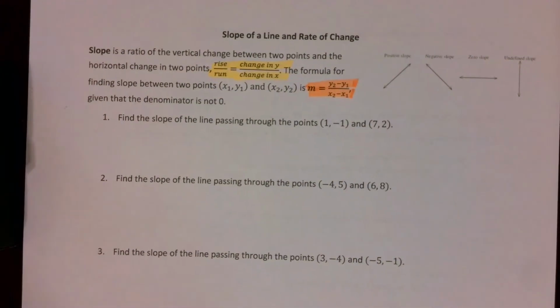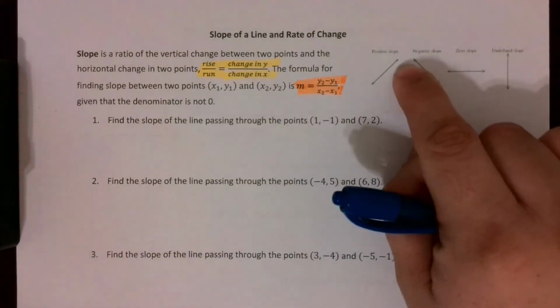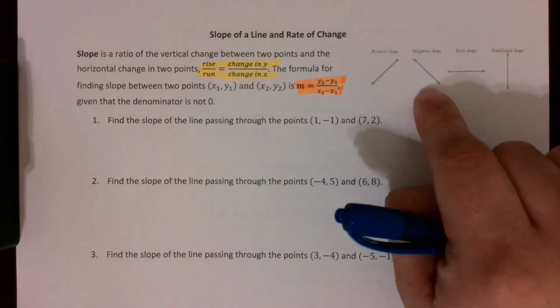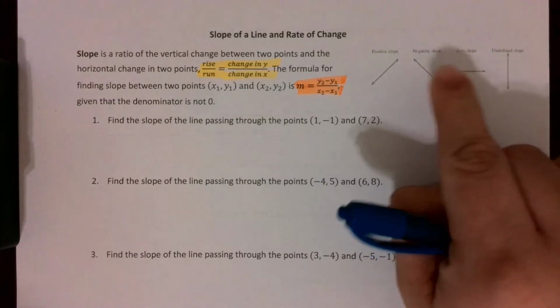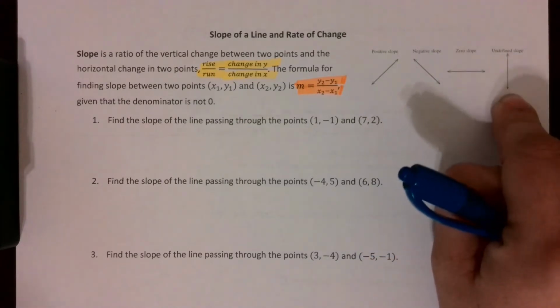So we have 4 different kinds of slopes. I have a positive slope if it goes up towards the right. I have a negative slope if it goes down towards the right. 0 slope if it's straight across, and undefined if it's straight up and down.